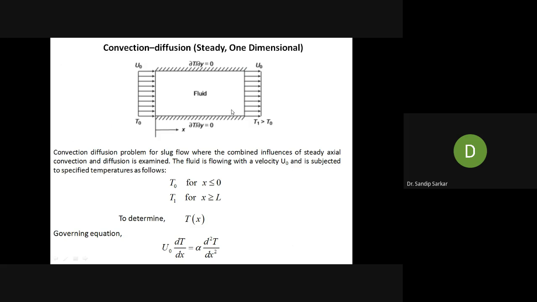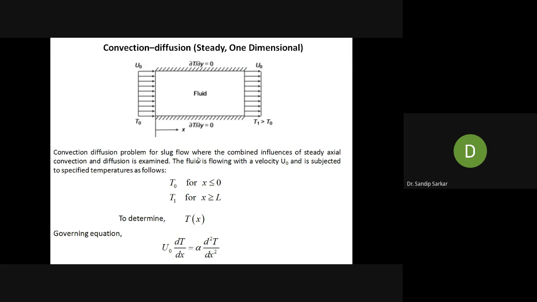But at the same time, there is a variation in temperature. At the inlet of the domain, the temperature is T naught. At the exit, your temperature is T1, where T1 is greater than T naught. Basically, the outlet temperature is more than the inlet temperature. But inlet and outlet velocities are the same. Throughout the whole domain, velocity is also the same. Velocity is uniform. This kind of situation is called a slug flow situation.